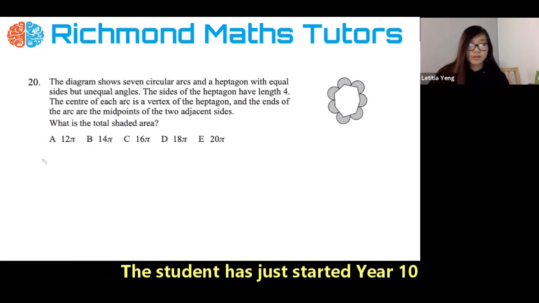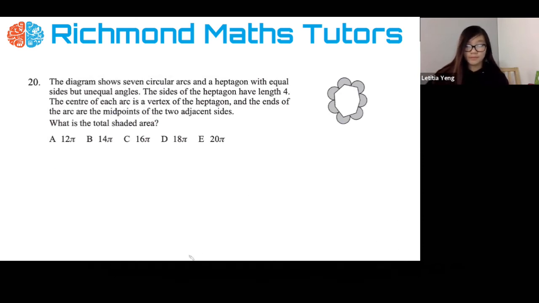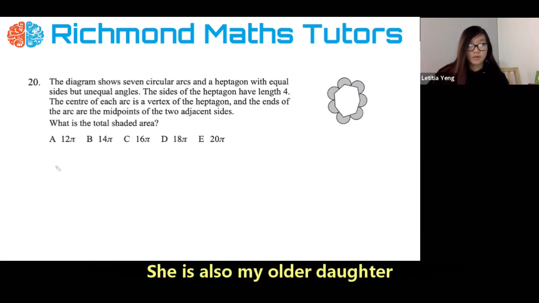Okay, so we're going to start with the internal angles of a heptagon, which is 5 times 180, which is equal to 900.